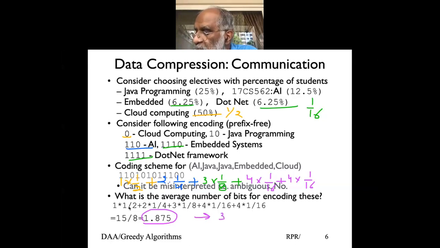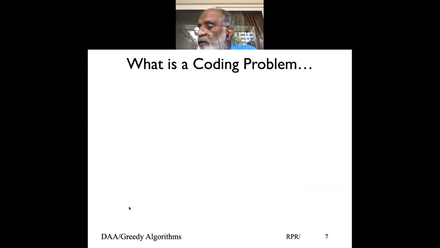From 3 bits I've gone to 1.875, so I have a saving of 1.125, which is close to about 35%, something of that kind. And this is a significant saving, and that is what we are looking at. And now we look at how do we go about doing such an encoding.